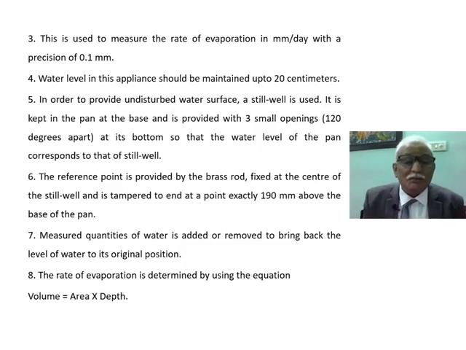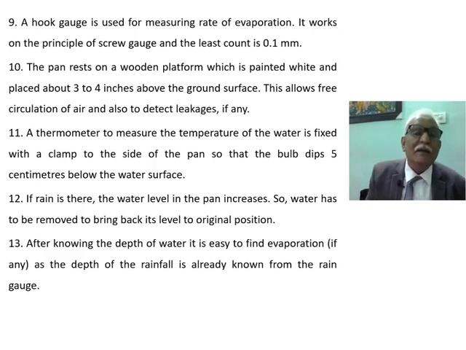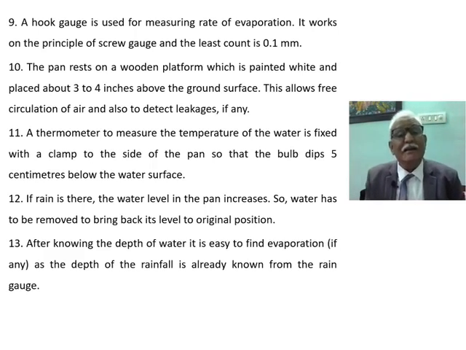Now, measured quantities of water are either added or removed to bring back the level of water to its original level. This point, please remember: the rate of evaporation is determined by a very simple equation. Volume is equal to area into depth. Now, hook gauge. This is another interesting point. A hook gauge is used for measuring the rate of evaporation. It works on the principle of a screw gauge, and the least count is 0.1 mm. Accuracy is 0.1 mm. Here also it is 0.1 mm.